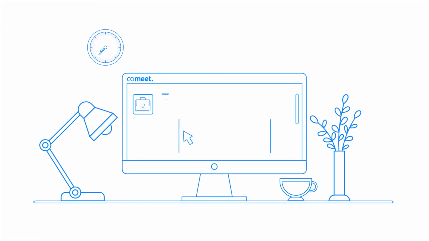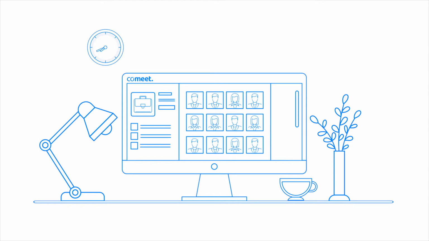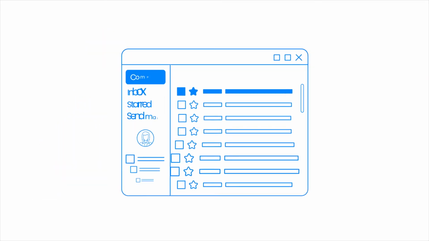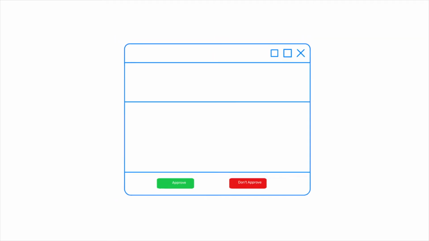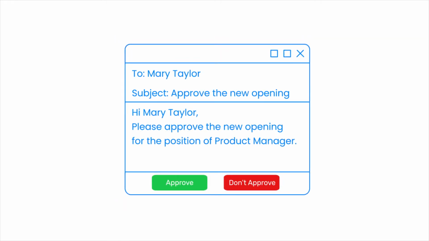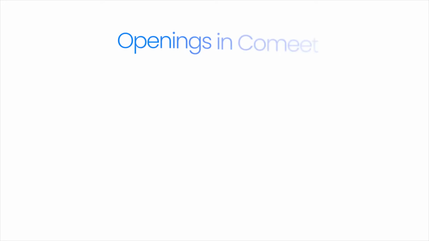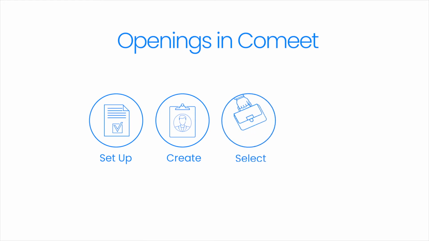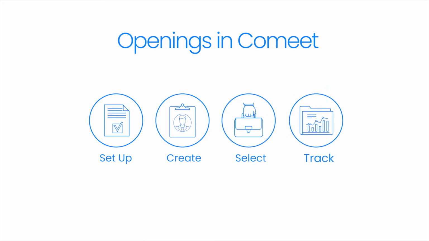You can create as many openings as you want for a certain position based on the number of employees you wish to hire. You can also create an approval process that can be used company-wide to approve new openings. With CoMeet's opening feature, you'll be able to set up internal approval processes and assign approval responsibilities, create an opening for a position, select a relevant opening for a hired candidate, and track your openings over time.